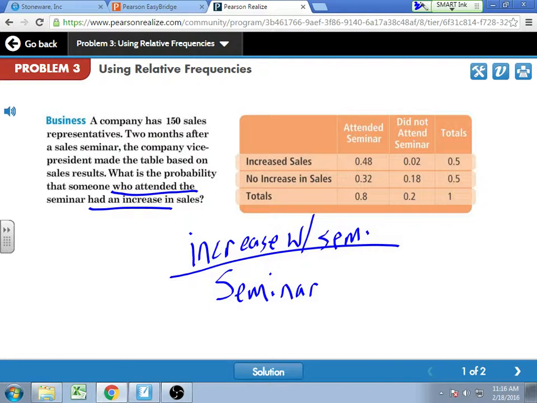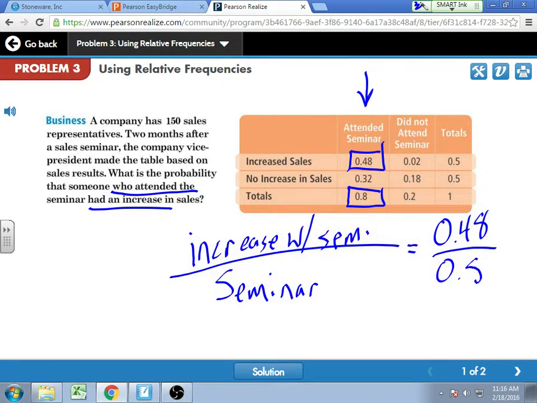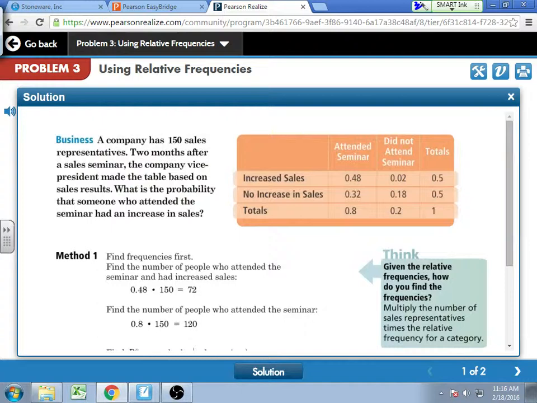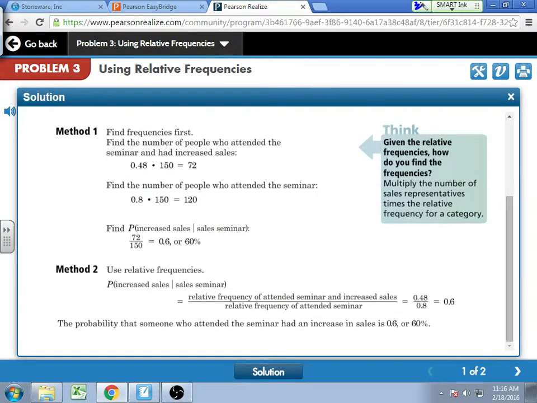So we have to look at did attend, had an increase over the total group that went. Because we're still looking at part over whole, but the whole group we're looking at now is just those who attended. So we get about 60% for that one.